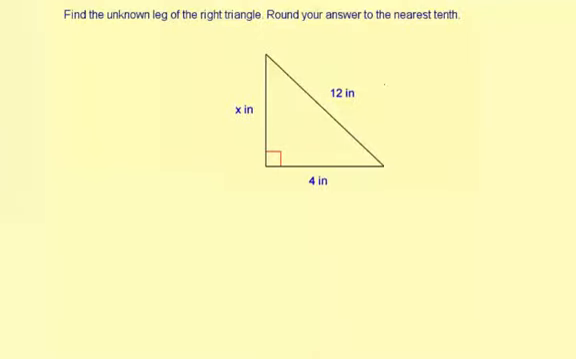Find the unknown leg of the right triangle. Round your answer to the nearest tenth. Now we have a right triangle, which means we can use the Pythagorean theorem.